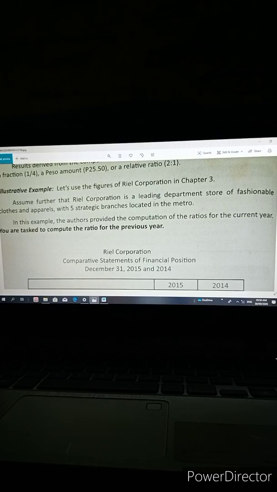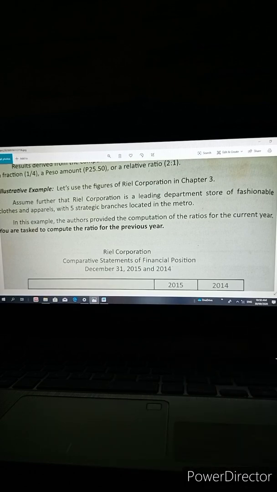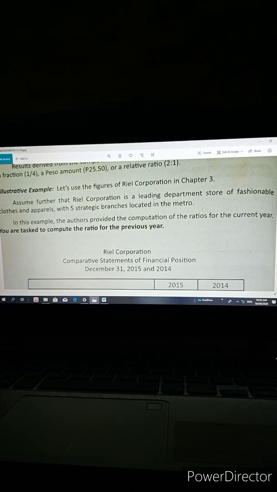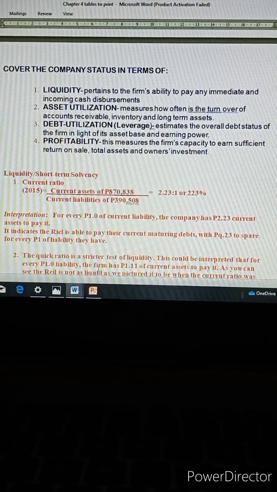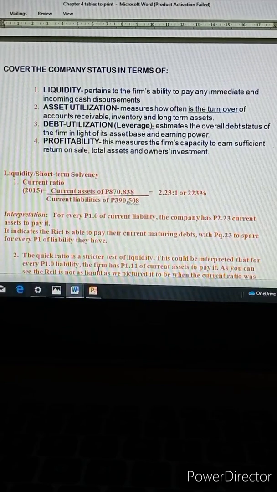strategic branches located in the metro. In this example, the authors provided the computation of the ratios for the current year. You are tasked to compute the ratio for the previous year. So in doing the analysis, we shall cover the company status in terms of, first, liquidity. Liquidity pertains to the firm's ability to pay any immediate and incoming cash disbursements.